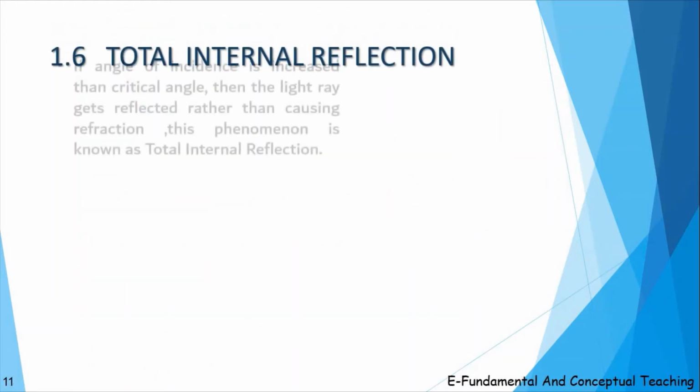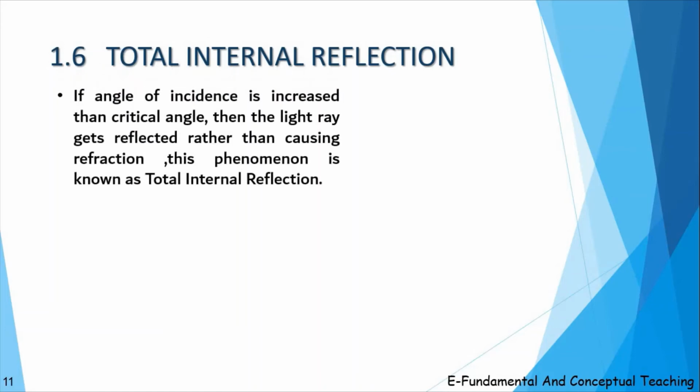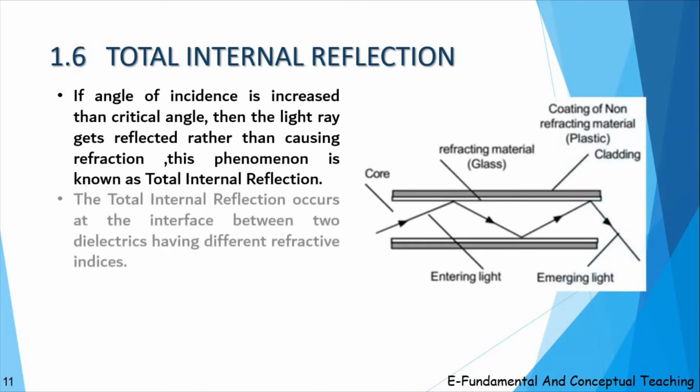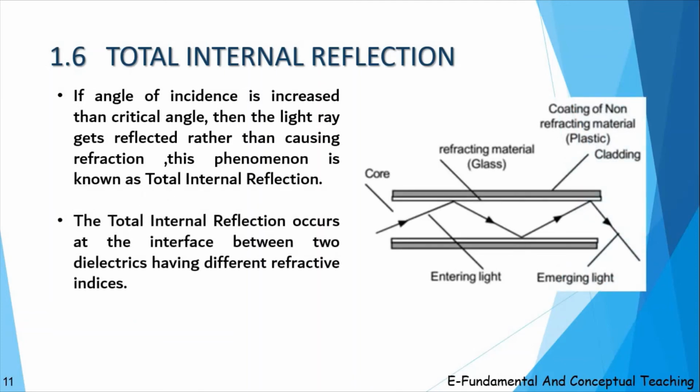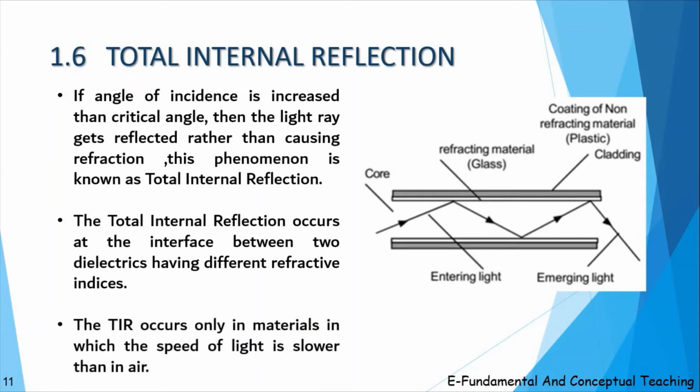Total internal reflection. If angle of incidence is increased than critical angle, then the light ray gets reflected rather than causing refraction. This phenomenon is known as total internal reflection. The total internal reflection occurs at the interface between two dielectrics having different refractive indices. The TIR, that is total internal reflection, occurs only in materials in which the speed of light is slower than in air.